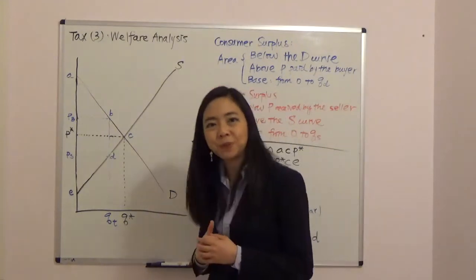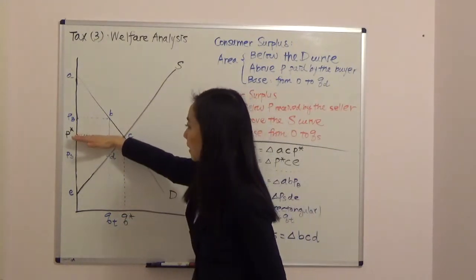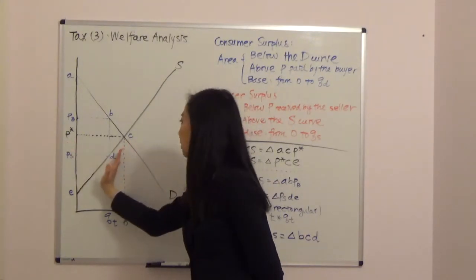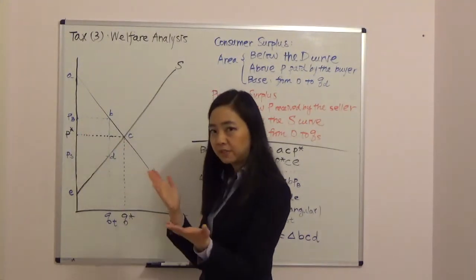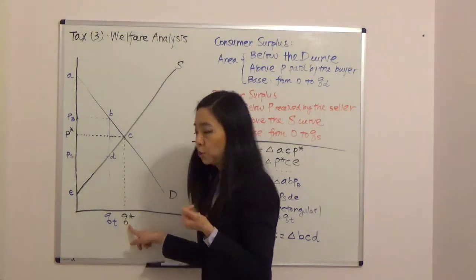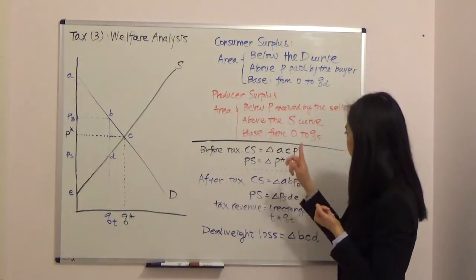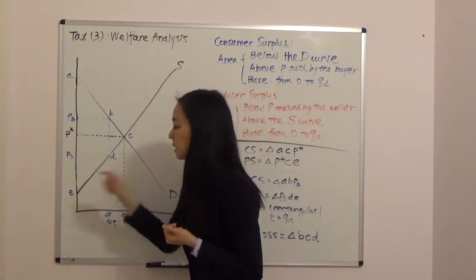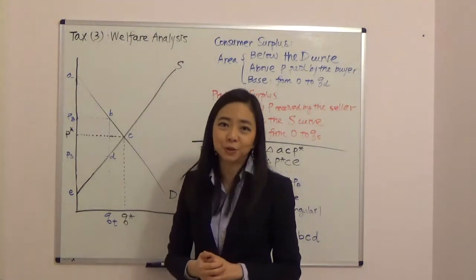What about producer surplus? That's the area below the price received by the seller, which is P star without tax, above the supply curve, and the base of the triangle is from 0 to the equilibrium quantity Q star. So you're looking at triangle P star CE. That will be your producer surplus without tax.